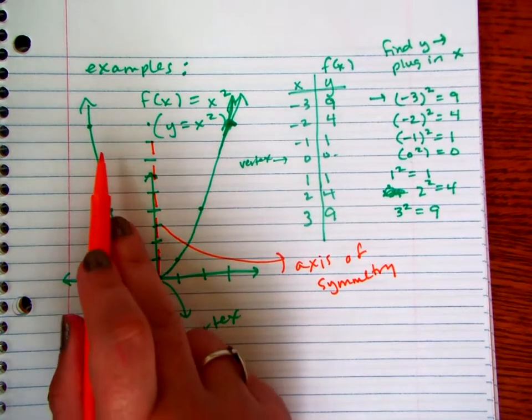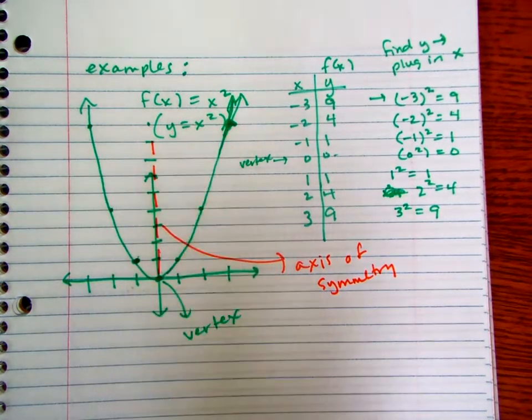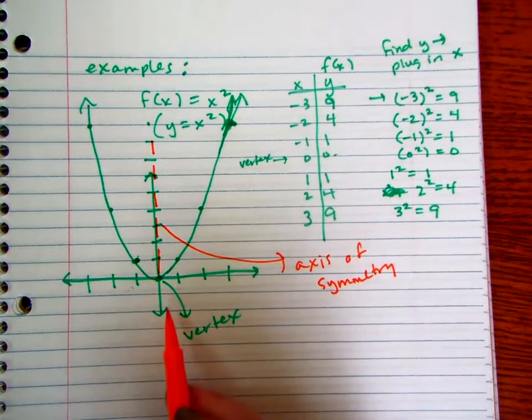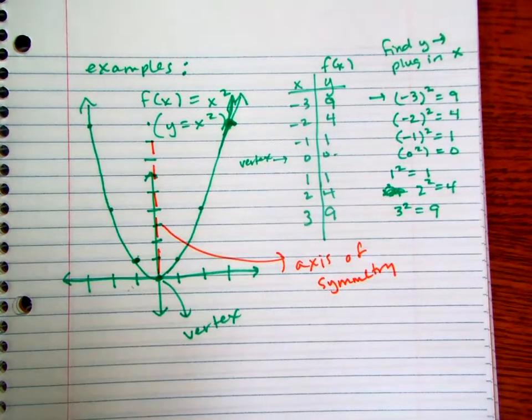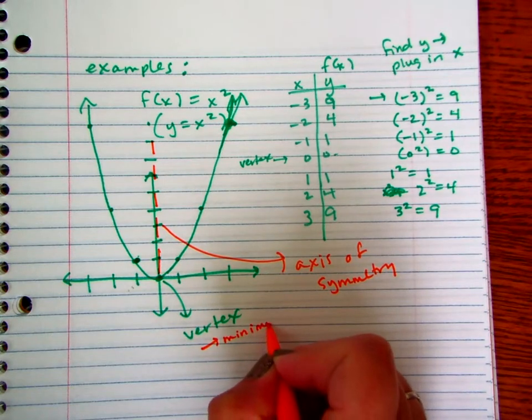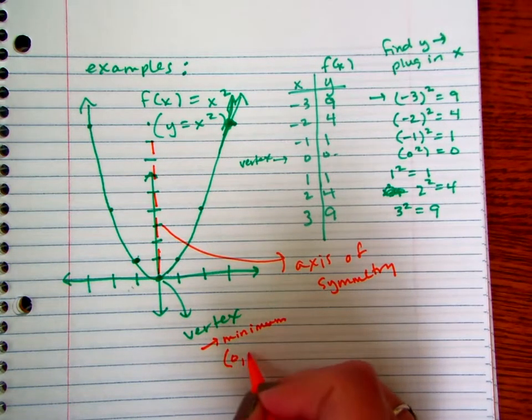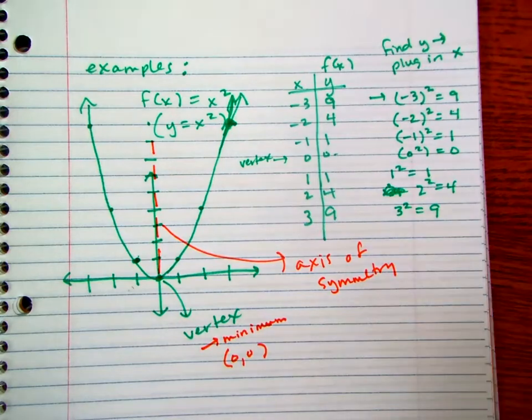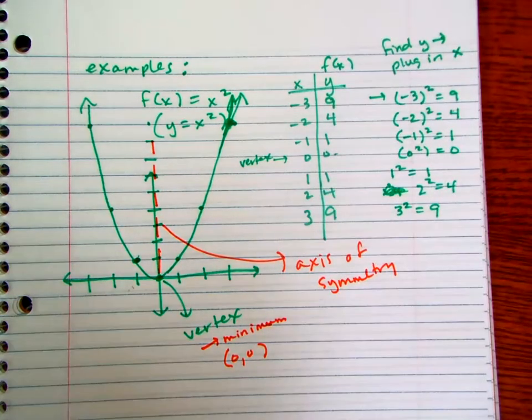For the most part, my drawing wasn't the best at the top there. So there you have that axis of symmetry and the vertex here, which is, in this case, a minimum, because it's the lowest point at 0. So you can see all those points.